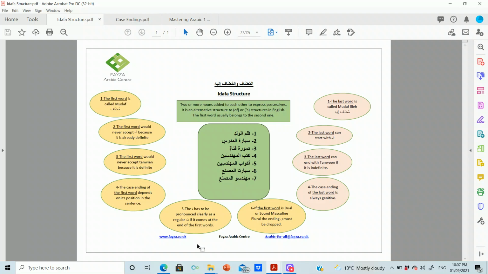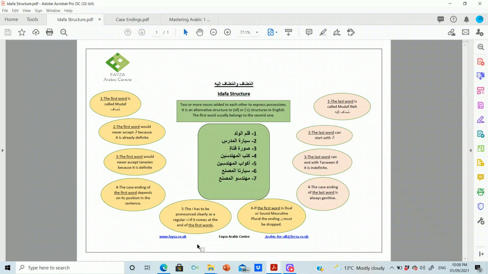The fifth yellow circle is talking about what if the first word ends with ta marbuta. And this is very important here. If the first word ends with ta marbuta, I have to pronounce the ta marbuta very clearly as a regular ta. So I cannot say سيارة المهندس or سيارة المدرس. This is wrong. It has to be سيارة المدرس. صورة فتاة. So the ta marbuta definitely has to be pronounced here if it comes at the end of the first word.